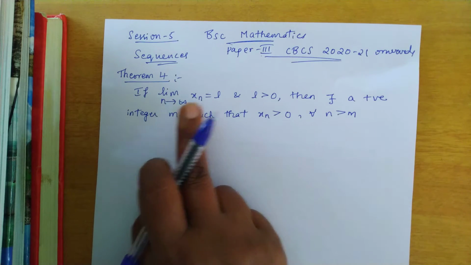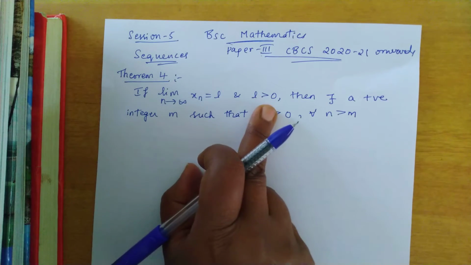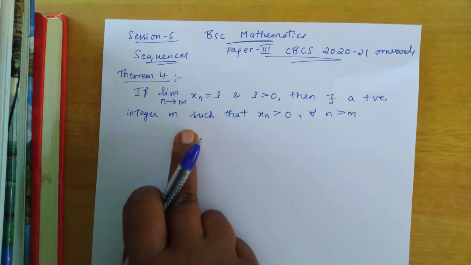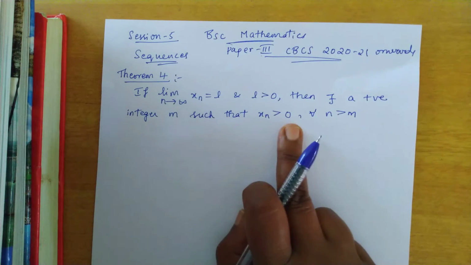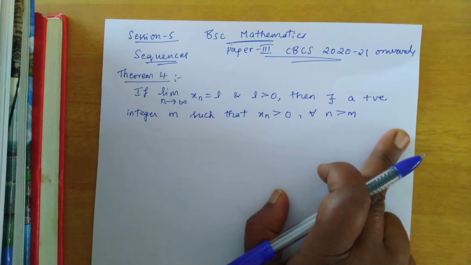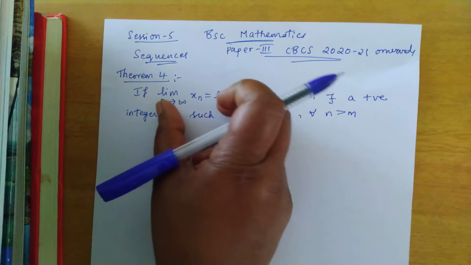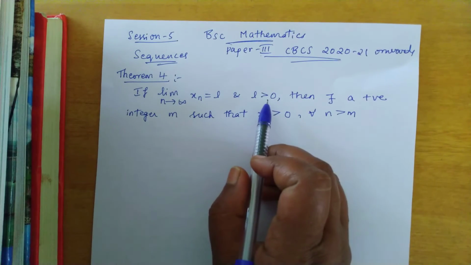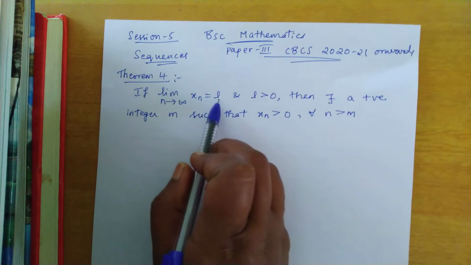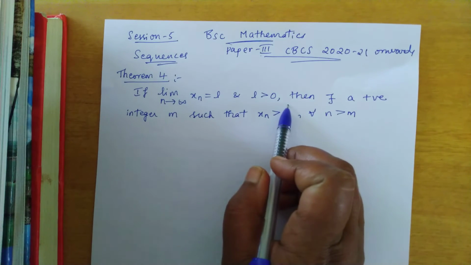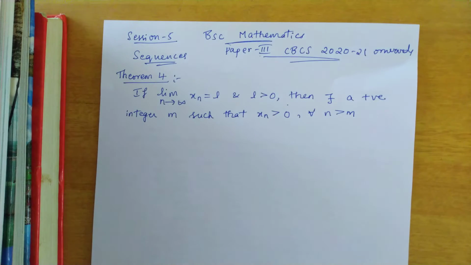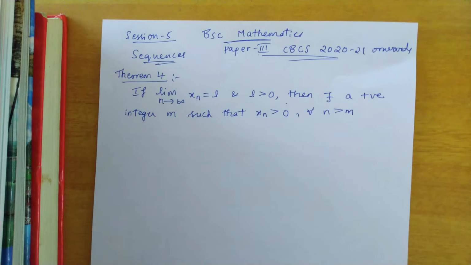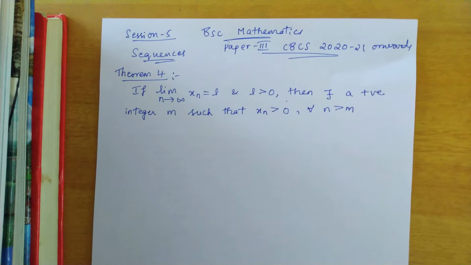If the limit as n tends to infinity of xn is L and L is greater than 0, then there exists a positive integer m such that xn is a positive quantity for all n greater than m. So this is the limit, and it's a positive quantity. Whatever it converges to, the limit is a positive quantity. So let's start proving this.